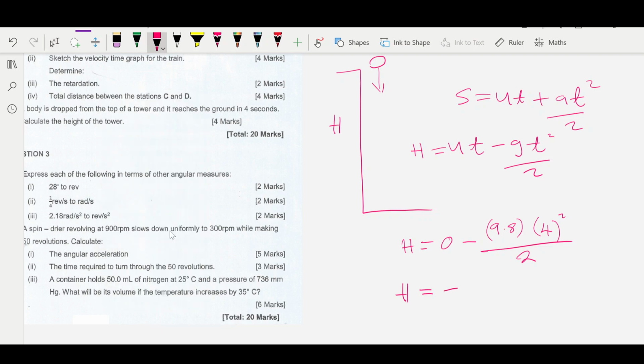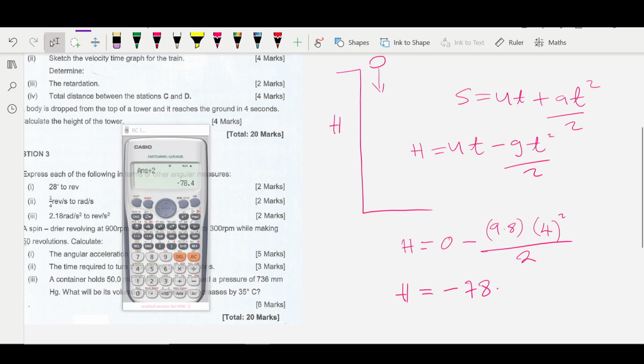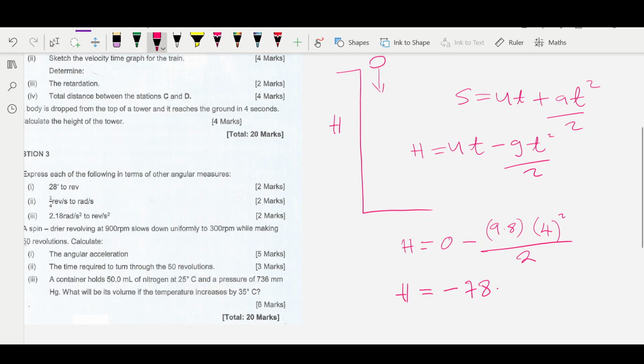So our h is equal to negative 78.4 meters. It is giving us negative because the body is moving from the top coming down. Since we cannot have a negative height, the height is just equal to 78.4 meters. So this is our height.